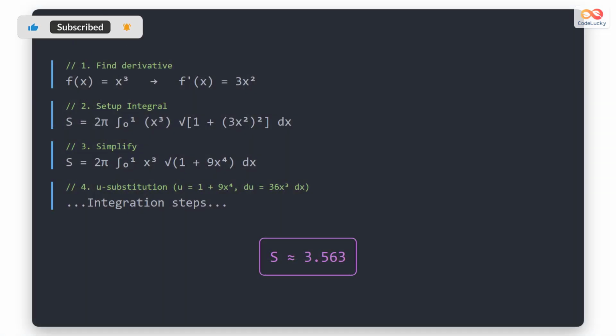First, we find the derivative, which is 3x squared. Squaring that gives us 9x to the fourth. We plug these into our integral formula. We can solve this integral using u substitution, letting u equal 1 plus 9x to the fourth. After evaluating the definite integral, we get a surface area of approximately 3.563.